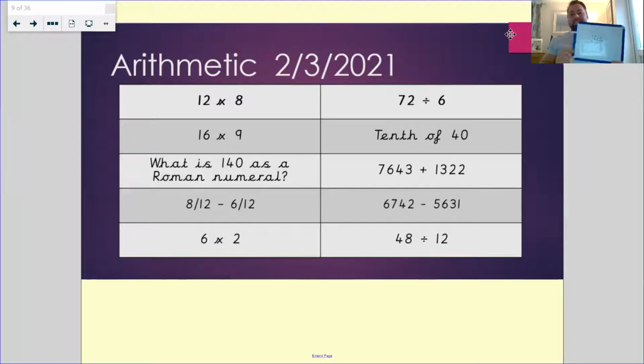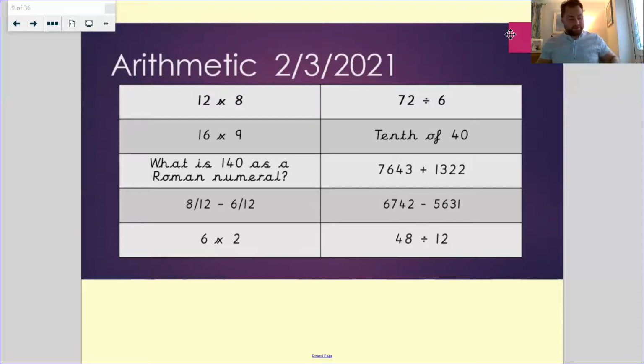So that's the answer to question number 2. What is 140 as a Roman numeral? So we have 100 as a C, and we have 10 before 50. So it's CXL. 8 over 12 minus 6 over 12 is equal to 2 over 12. So there's your answer. If you got that one correct, well done.